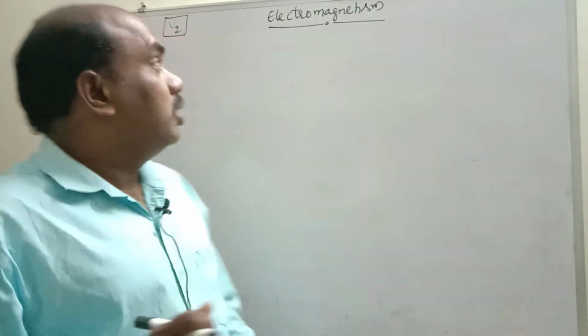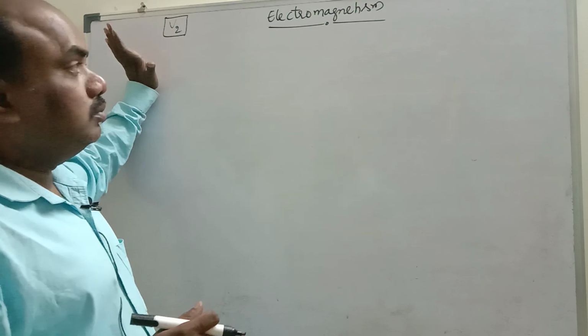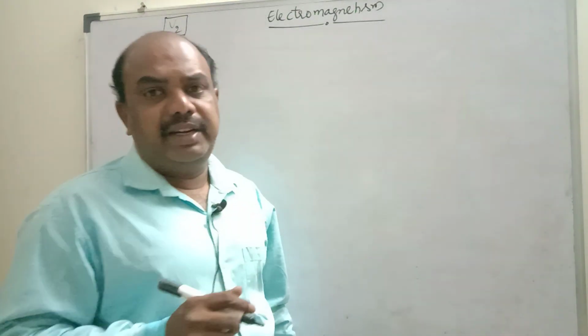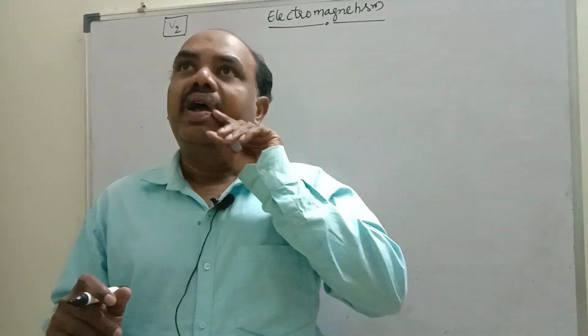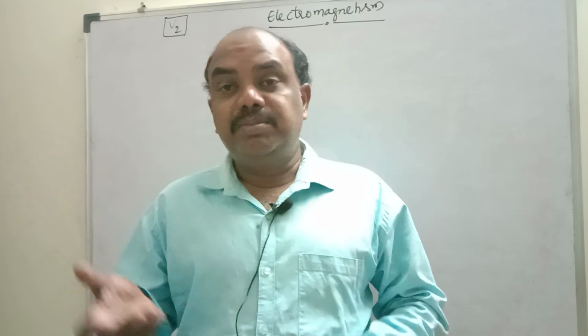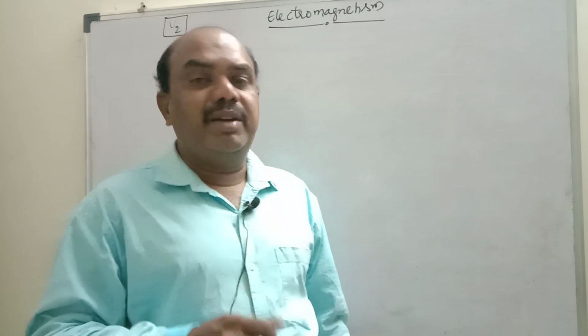Hello children, today we will see electromagnetism video number 2. In this session we will see the continuation of the first video. In the first video we saw what is electromagnetism, what are the consequences of electromagnetism, who observed electromagnetism first, that is, what Oersted's experiment we saw.